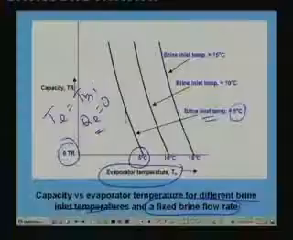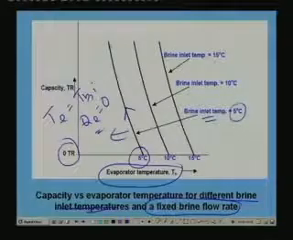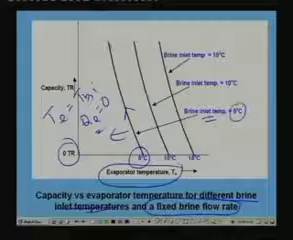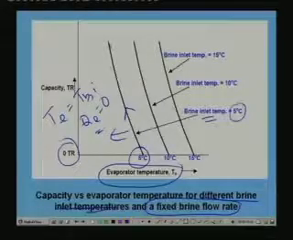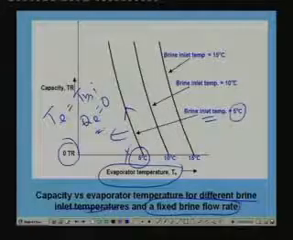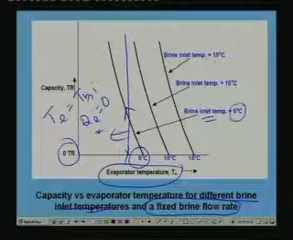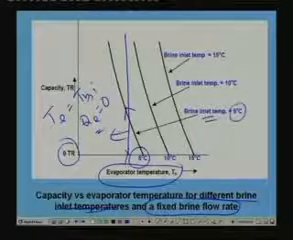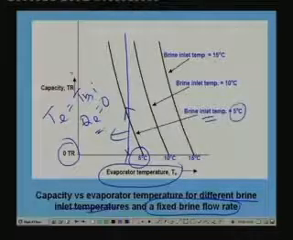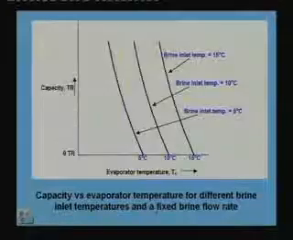Okay. And what happens when the evaporator temperature reduces for a given brine inlet temperature? Obviously, as the evaporator temperature reduces for a given brine inlet temperature, your temperature difference between the brine and evaporator increases. So the capacity increases. Okay. So that is what is shown here. So as you move in this direction, capacity increases as the evaporator temperature reduces for a given brine inlet temperature. Similarly, at a given evaporator temperature, as the brine inlet temperature increases, temperature difference between brine and refrigerant increases, so capacity increases. Okay. So these you can easily observe from these curves.